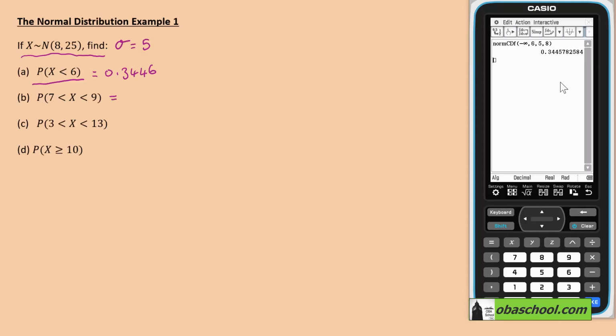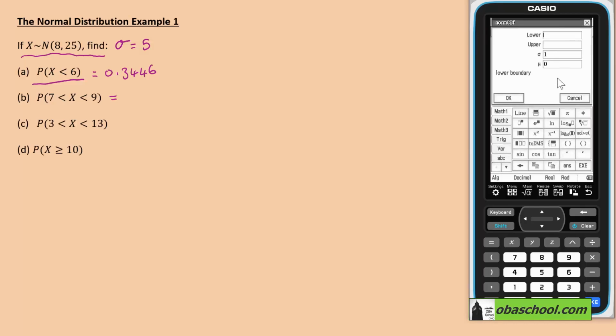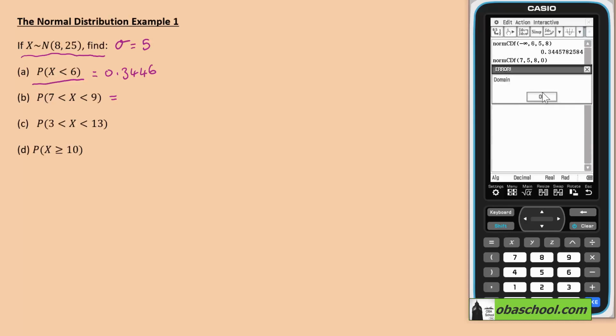Now, if we want it between 7 and 9, again, I'm going to go back into the same app, and you'll have an app that looks very much like this. And if it's between 7 and 9, my lower is 7, my upper is 9, and it usually gives you 1 and 0 here as the standard normal, so you do need to change those. Some calculators just retain whatever it was you used last, so just be careful and always look at your template and see what's actually already in there, make sure it's correct, and then do the calculation, and I've got 0.1585.